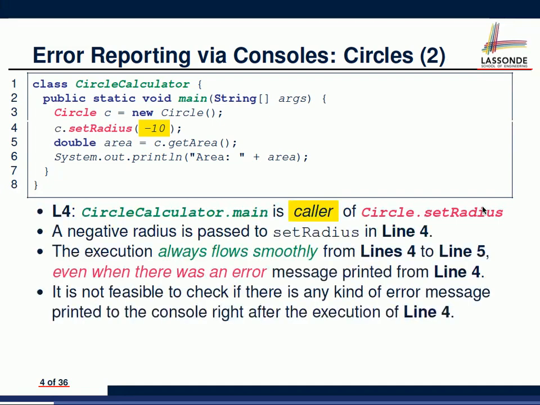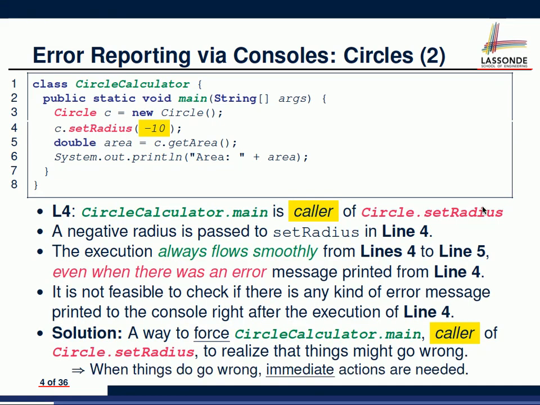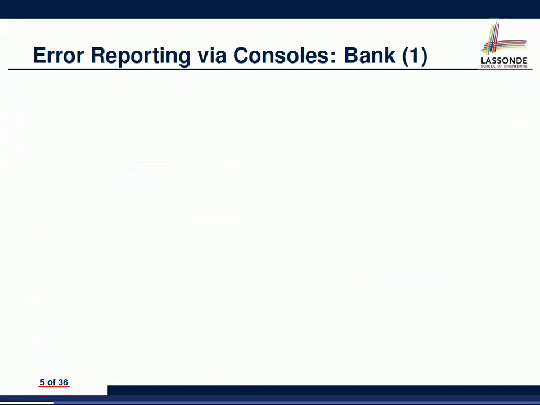Okay, you can read it through. Exactly what I said. Look at here. The solution, which is exception apparently, which we're going to show you eventually. We want a way to force the main method over here, the caller for this particular set radius method, to actually realize there's something that has gone wrong and stop over here somehow. Or at least we want to force the caller to handle the error right away, rather than going further with the code.